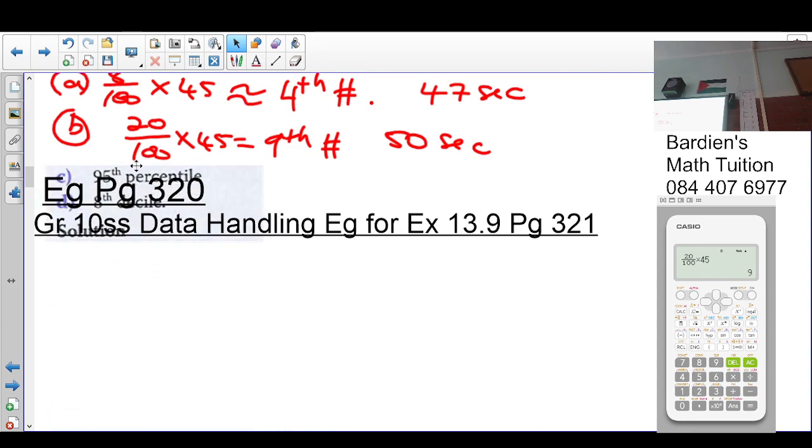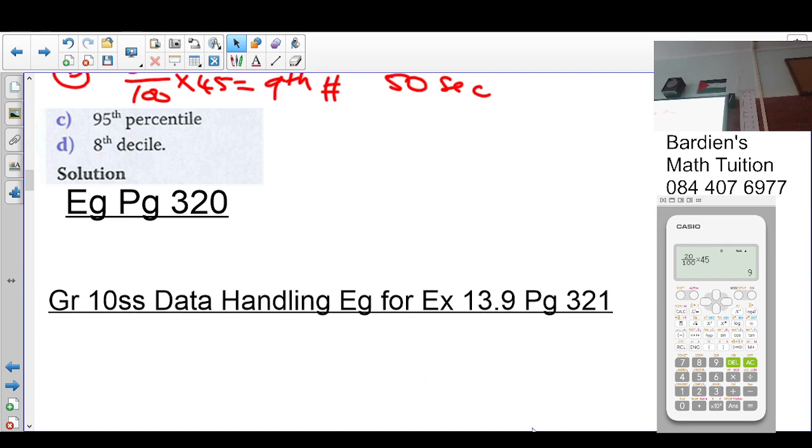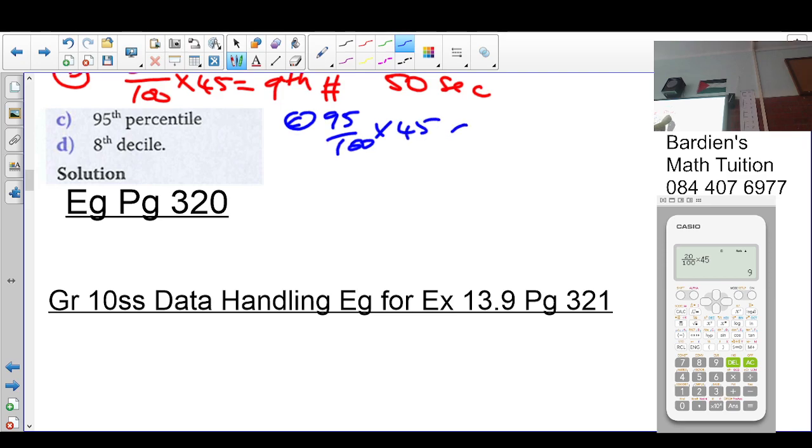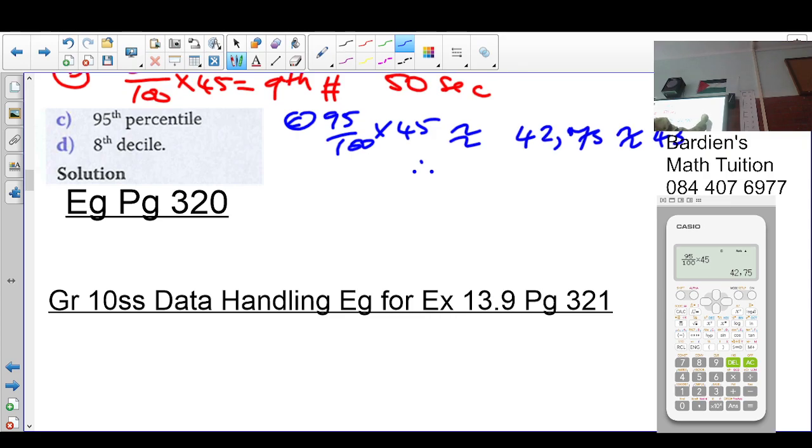95th percentile. So what's the calculation for the 95th percentile? 95 over 100 times 45. That is 95. It's going to give us 42.75. Number, no? So therefore, 42.7, which is approximately the 43rd number.